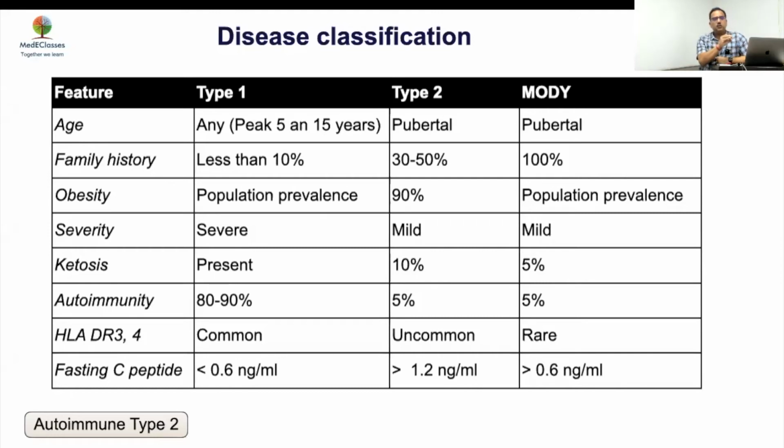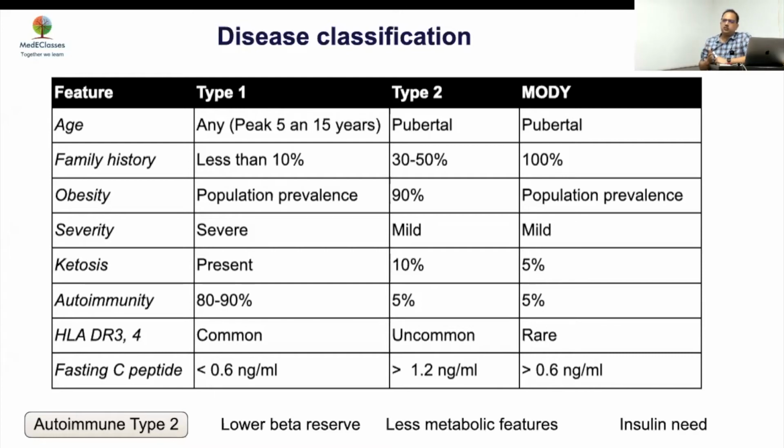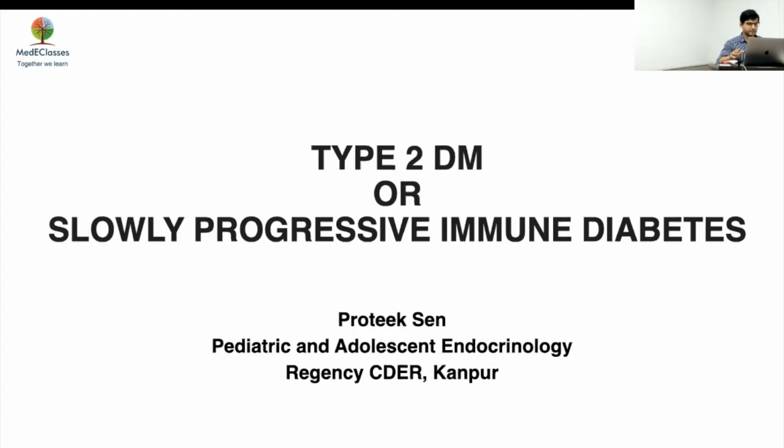If anybody has a classical picture of type 2, like obese, acanthosis, hypertension, family history, but GAD is positive, they have a much higher likelihood of having lower beta cell reserve, fewer metabolic features, and the need for insulin. So GAD antibody is essential in everybody who comes to you with adolescent diabetes. Is it type 2, or is it a slowly progressive type of immune diabetes?